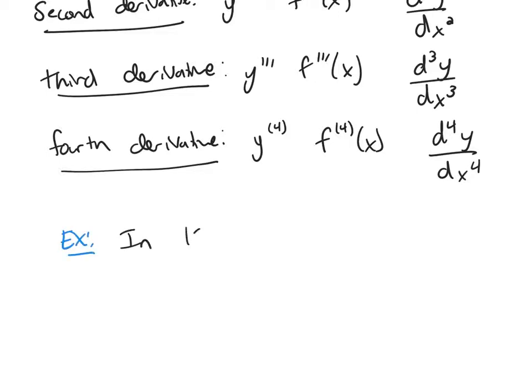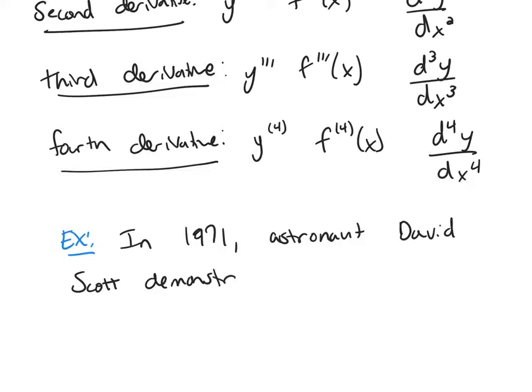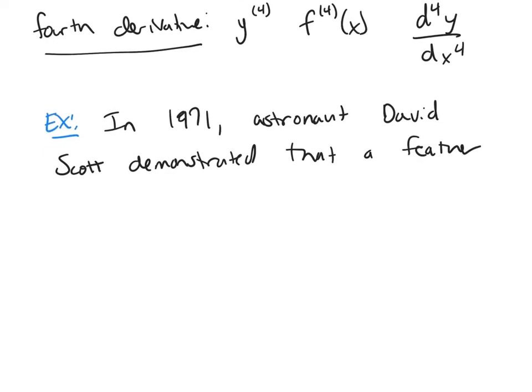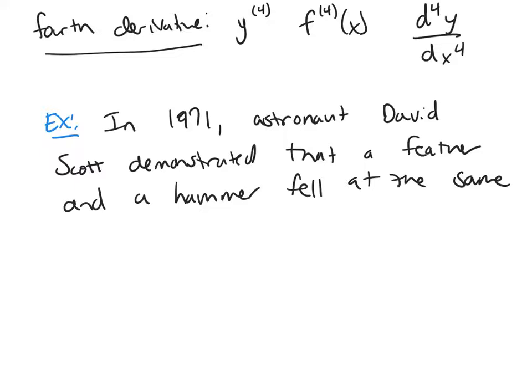So in 1971, an astronaut, David Scott, demonstrated that a feather and a hammer fell at the same rate on the moon.